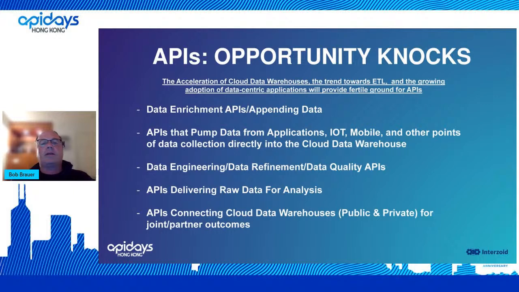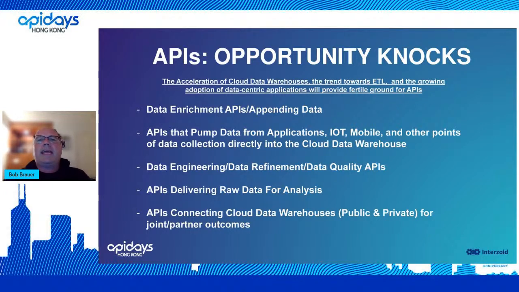Simple examples are data enrichment APIs, providing the ability to easily, via API, append existing third-party data to data that we already have in our cloud data warehouse or data lake. Could be extensive information about a category of prospects a sales team might be targeting and want to do some analysis on. APIs that pump data from various collection points around the web and the internet, or mobile devices or IoT can be of tremendous value.